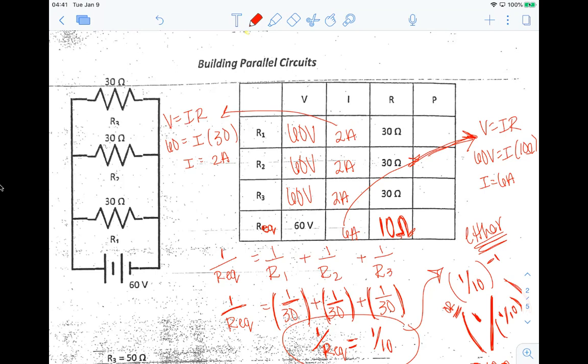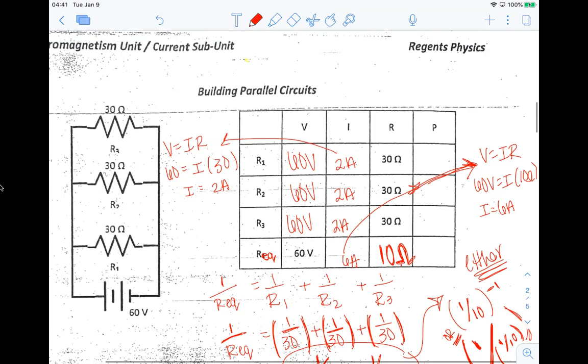As far as the power goes, we'll say the same thing as we did before. Power, you guys can solve for this. So we have P equals IV. You could solve for V squared over R, I squared times R. The choice is totally yours.